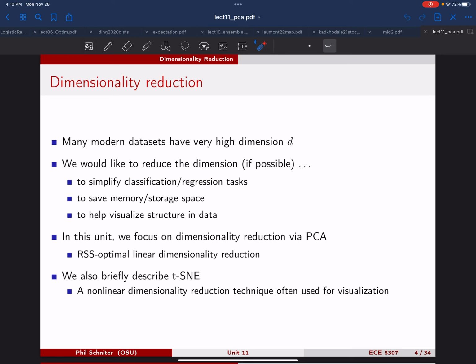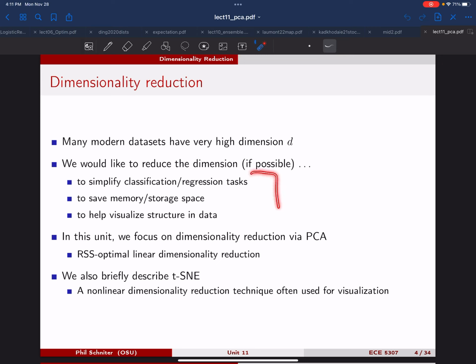Maybe one thing we might be doing is using those features to do some sort of classification or regression, and maybe by reducing the number of features, we can make this task simpler. Or maybe we just want to save memory or storage space. We don't want to store all the features. Or maybe we want to reduce them all the way down to 3 or 2 dimensions so that we can actually visualize what's happening with the data, which is something we can't do when it's in high dimensions.